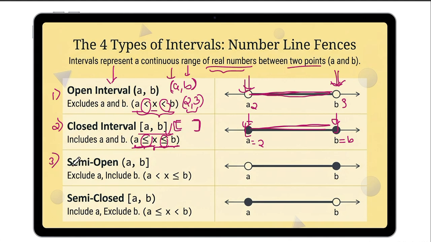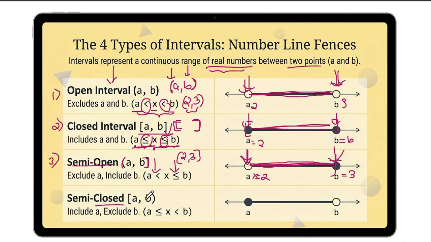Then the third one, semi-open. Semi-open means one side it is open, the other side it is closed. Whichever side is open, that point is not included, and whichever side is closed, that point is there. If I write a as 2 and b as, let's say, 3, it is open at 2 and close at 3. That means it contains all the numbers between 2 and 3. It includes 3 also, but it does not include 2. So this is a semi-open interval, and wherever open is there we write strictly less than, and wherever close is there we use the less than or equal to sign.